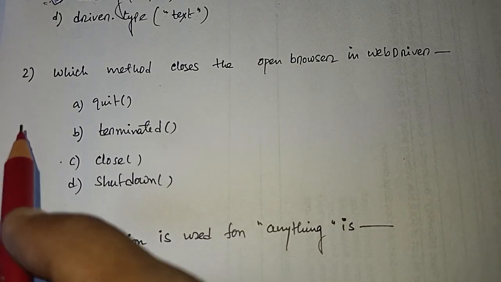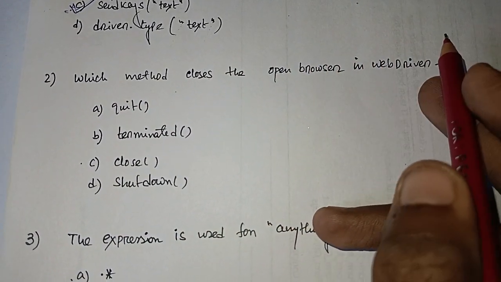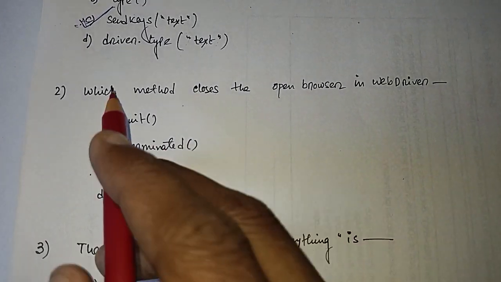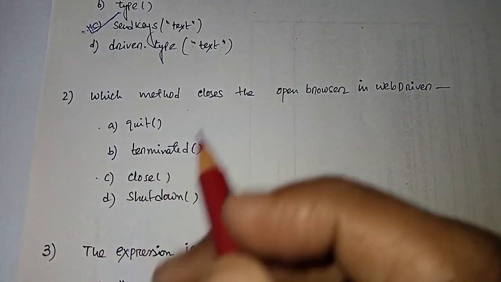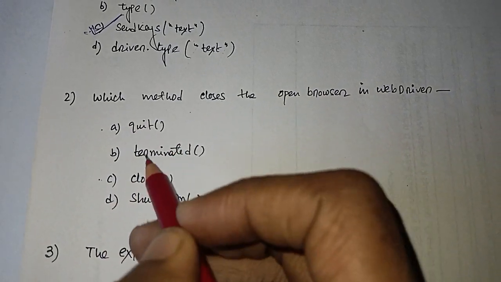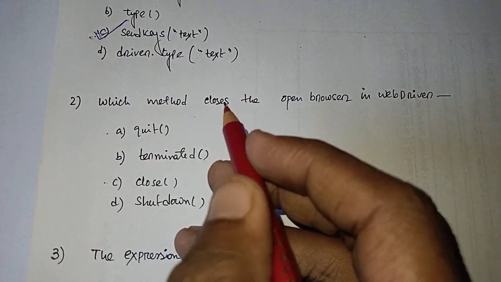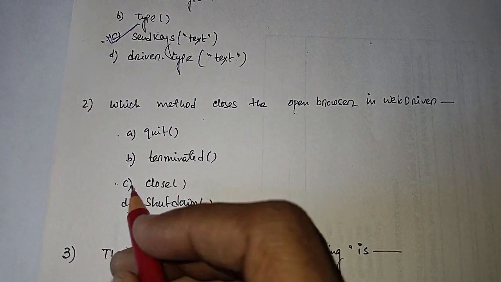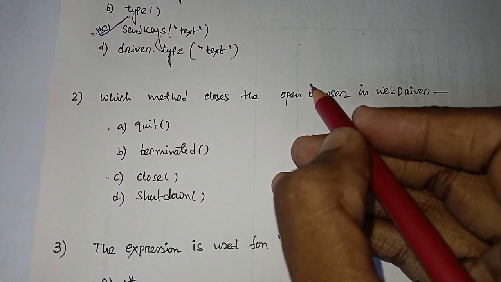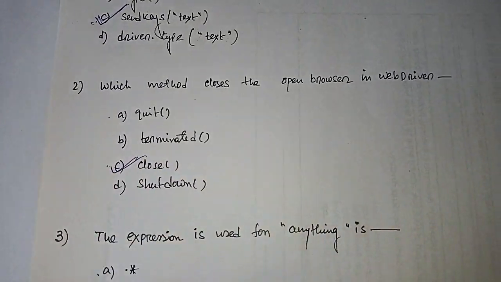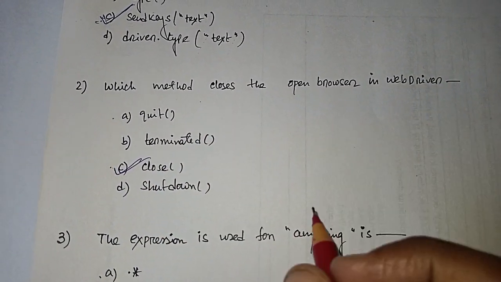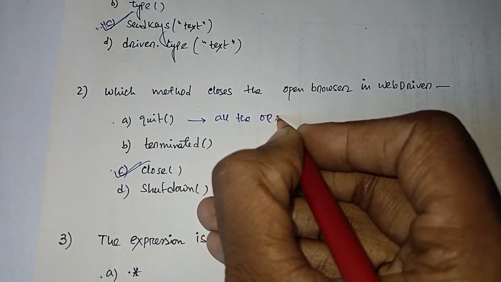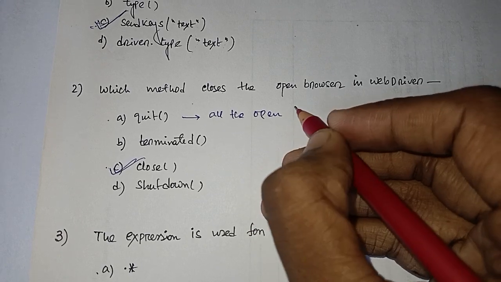The second question: which method can we use to close the open browser in WebDriver? Quit, terminate, close, shutdown. Of the four options, quit and close are very similar. Quit closes all the open browsers, while close closes only the current open browser. So the correct option here is close. But all the open browsers are closed using the quit method.